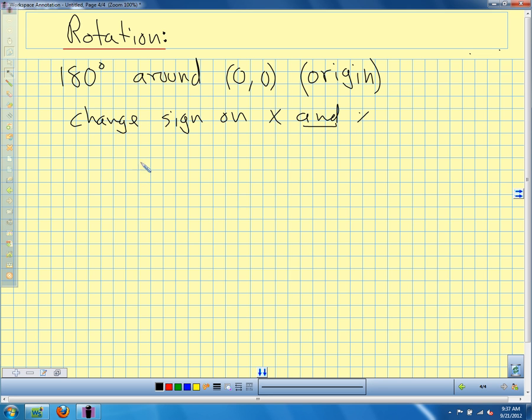And we would say our transformation, we'll just name our transformation R, on the point x, y is minus x, minus y. So we just change the sign on the x and the y. Let's do some examples and then we can go. So we're going to change the sign on the x and the y. And this rotates us 180 degrees around the point 0, 0.